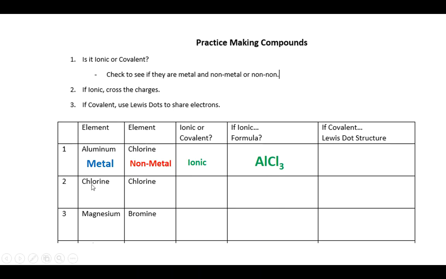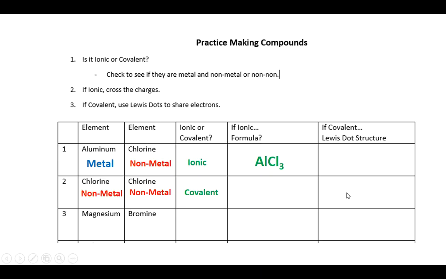Now let's say that we take our 2 chlorines. This is the one from the notes. So both chlorines are obviously nonmetals, and they're going to get into a tug of war with each other. And that's a covalent bond. So they're going to overlap each other's shells. This is not an ionic bond, so we don't have to put anything in this box.